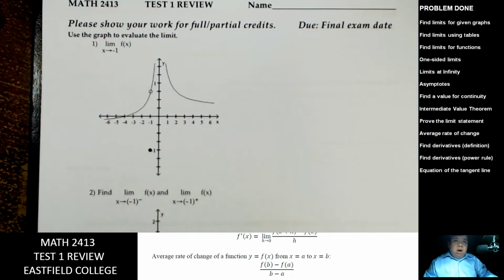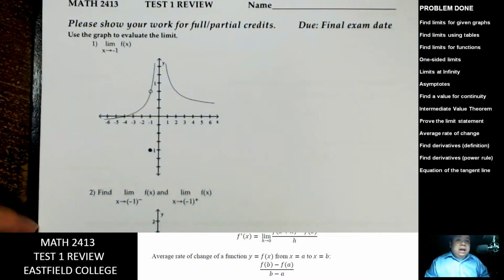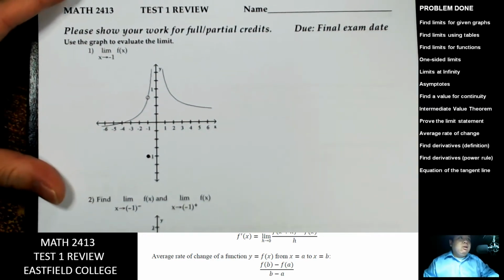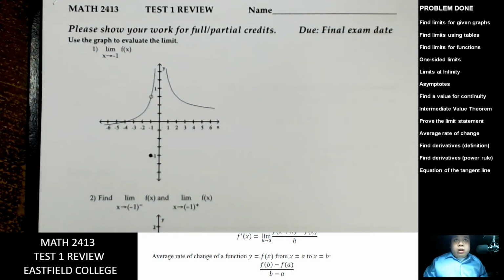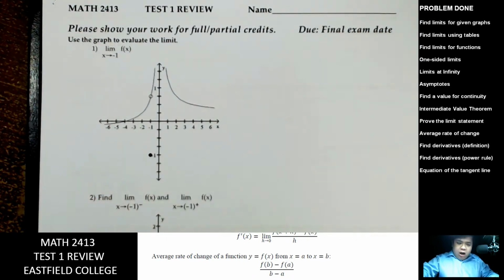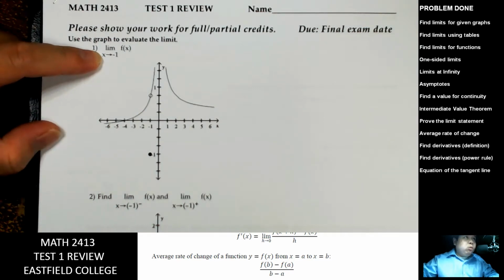On the top you see the list of the topics, and on that side we will have the formulas that we'll be using. Right, let's go to the first one, finding limits for a given graph. So we have the first and the second problem. The first one, the limit of the function when x goes to -1.